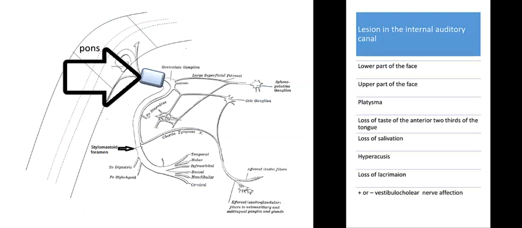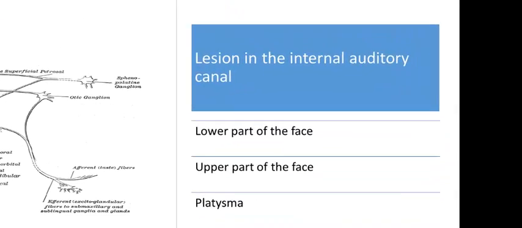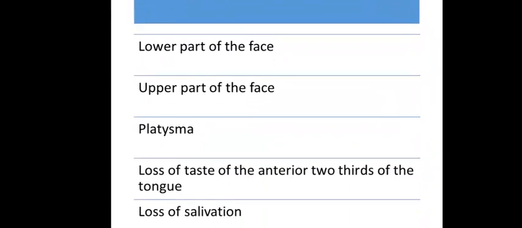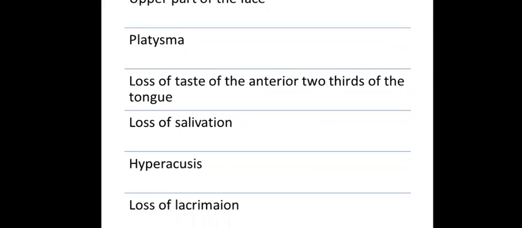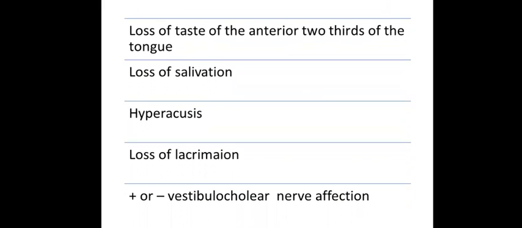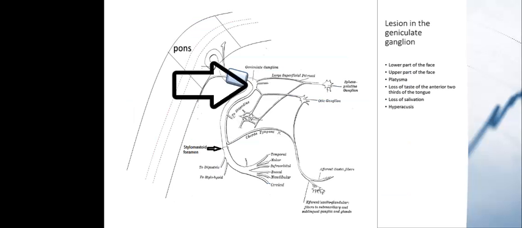Lesions of the internal auditory canal will have lower face affected, upper face affected, platysma affected, loss of taste of the anterior two-thirds of the tongue, loss of salivation on that side, hyperacusis, loss of lacrimation with or without vestibulocochlear affection, mostly with.